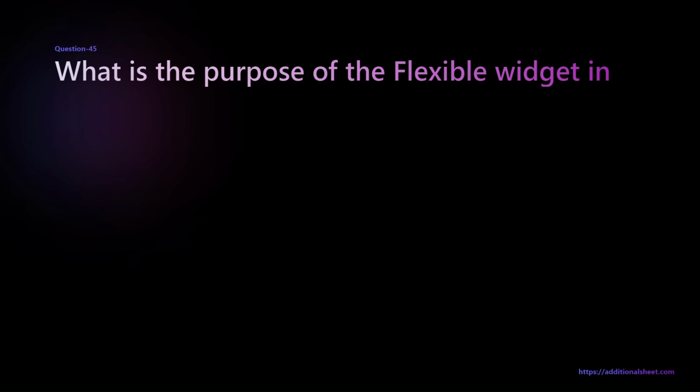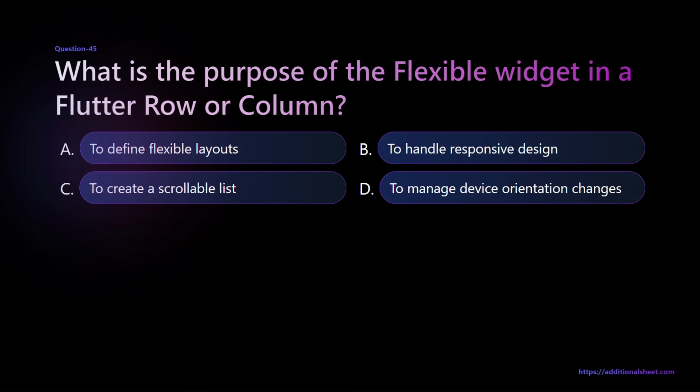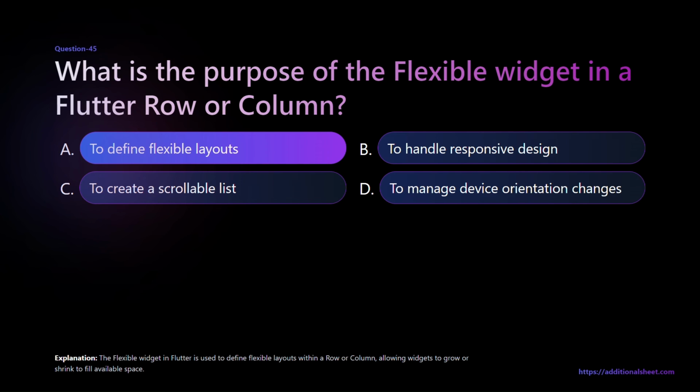What is the purpose of the flexible widget in a Flutter row or column? Option A, to define flexible layouts. Option B, to handle responsive design. Option C, to create a scrollable list. Option D, to manage device orientation changes. The correct answer is option A, to define flexible layouts.